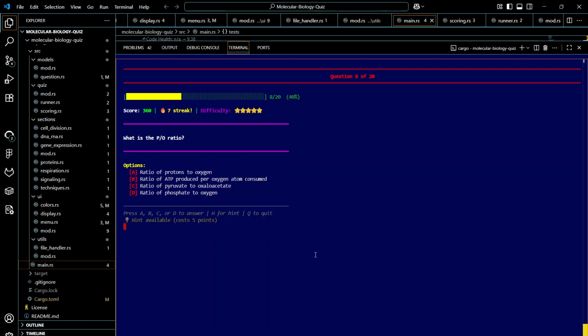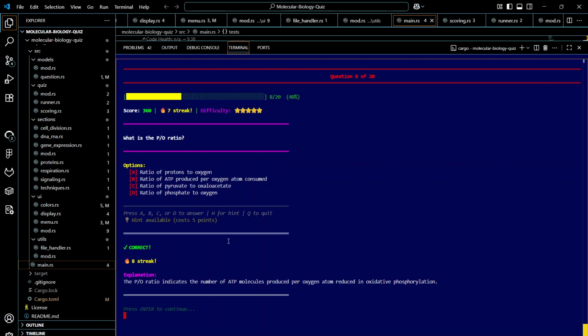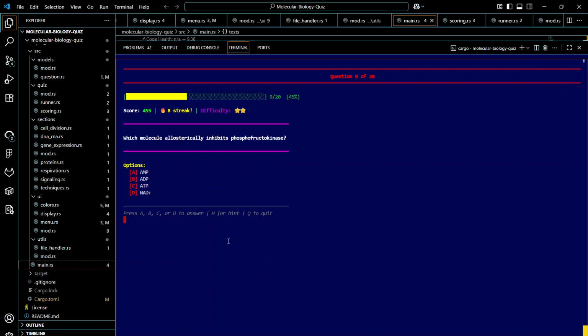What is the P/O ratio? I could ask for a hint, but I'm not going to do that. I know this, but I don't. I think it's the ratio of ATP. Nice. Which molecule allosterically inhibits phosphofructokinase? I can never say those enzymes correctly. That, I believe, is also going to be ATP.